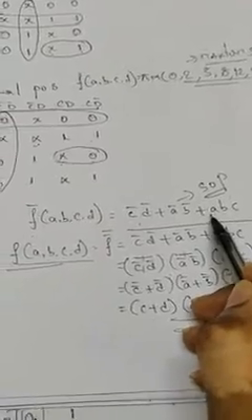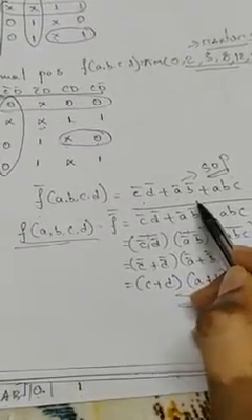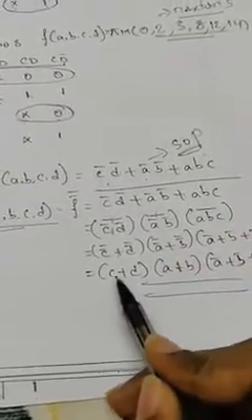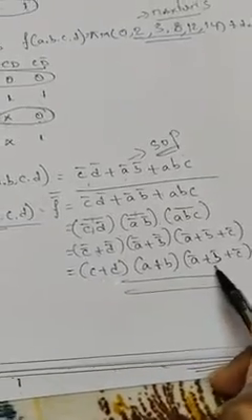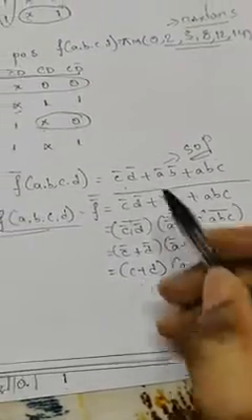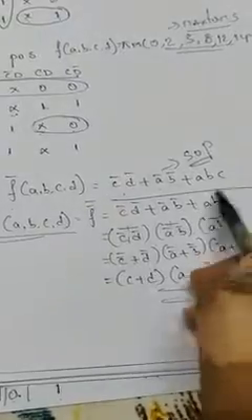This is in the form of SOP, sum of product. The expression for the product of sum should look like this: C plus D, A plus B. So in order to get an expression like this, you need to put a whole bar on the whole thing and derive this expression. Then only are you going to get a POS. So this is one type.